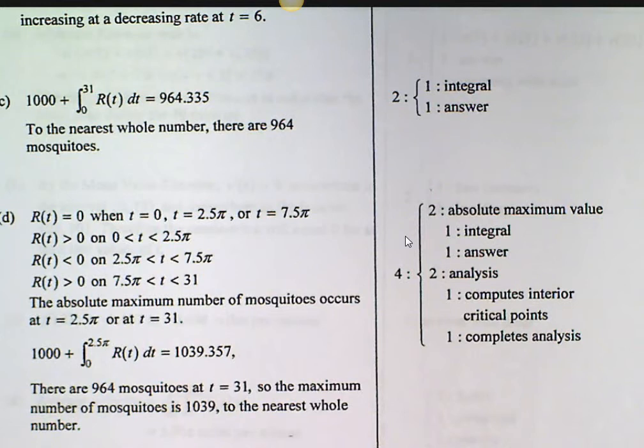So, when we looked at the graph for this, didn't we? Okay. So, absolute maximum value. We looked at the graph of this, and the rate was greater than 0 for a certain point, less than 0 for a certain point, and then greater than 0. So the absolute maximum number of mosquitoes occurs at 1 or 2 points. Why could it be 2.5?